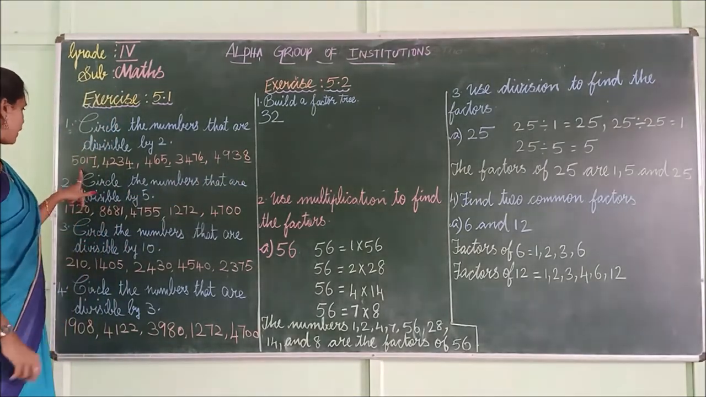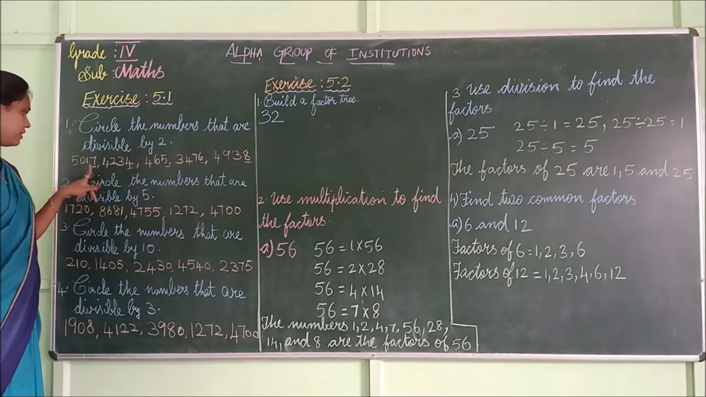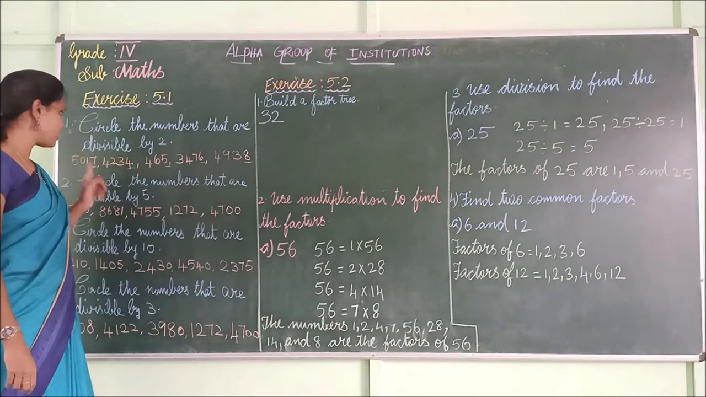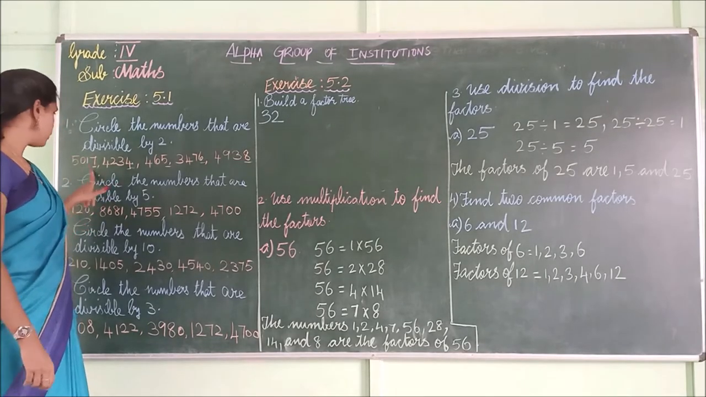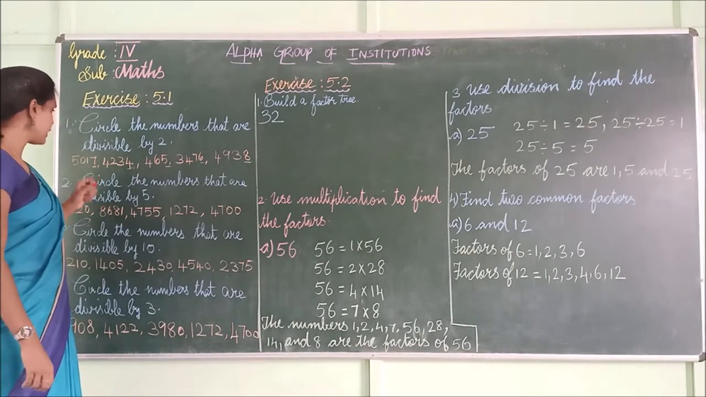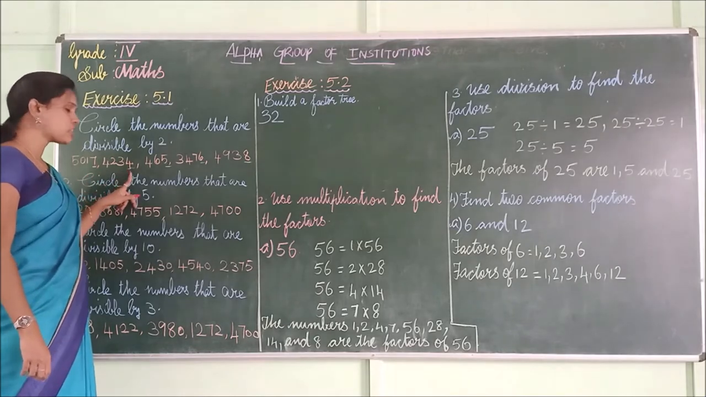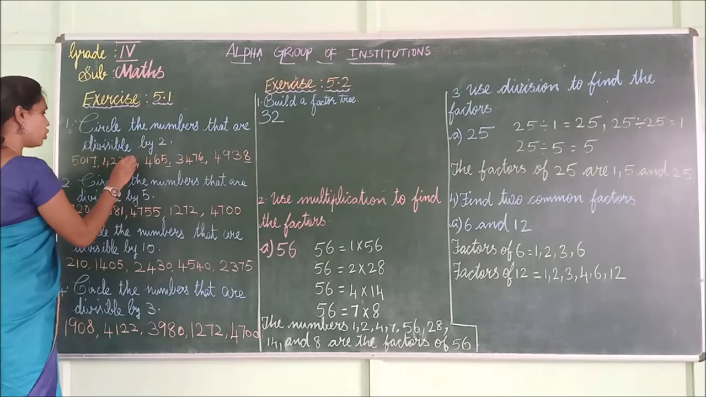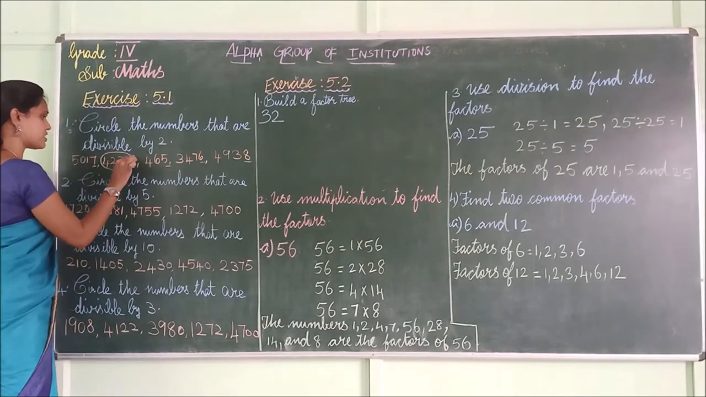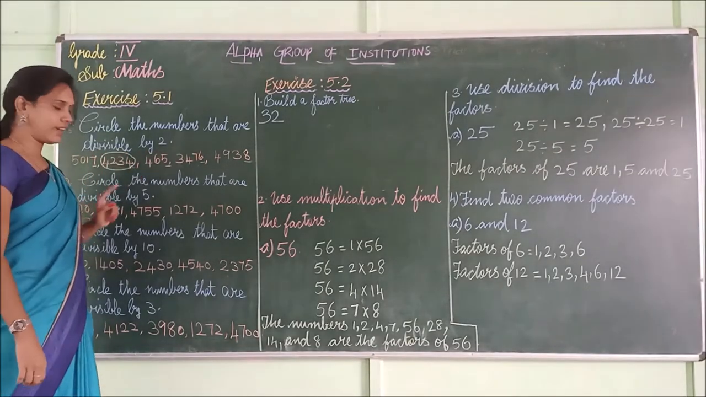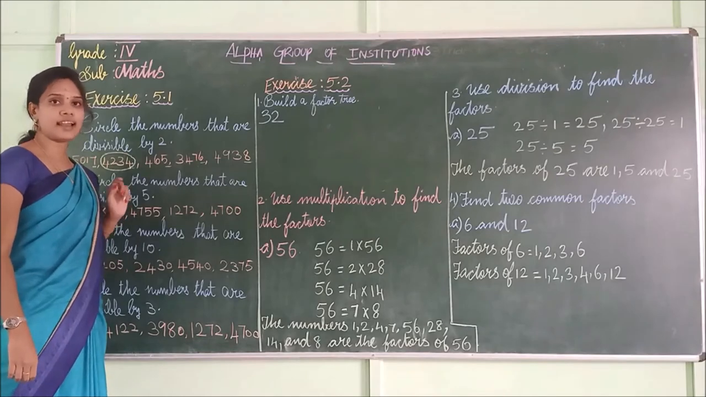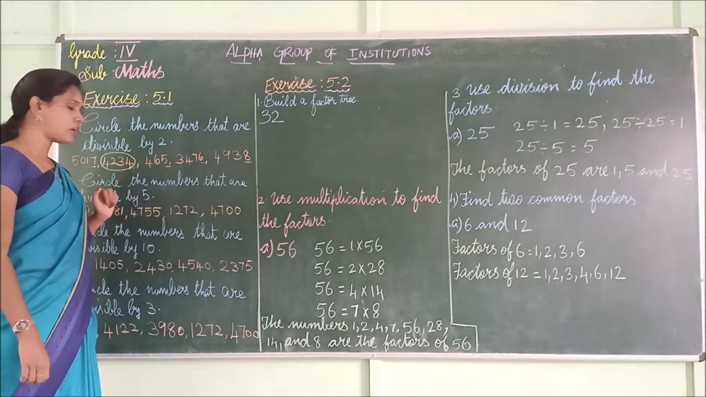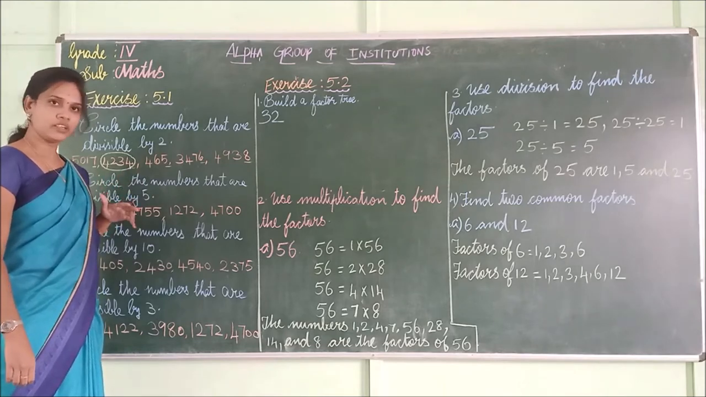For everything you have to check the last digit. Now see the first one, 5070. The last digit is 7. 7 is not divisible by 2, so you should not circle that one. See the next one, the last number is 4. 4 is divisible by 2, so the full number is divisible by 2. Like this you check the last digit. If it is divisible by 2, the full number will be divisible by 2.